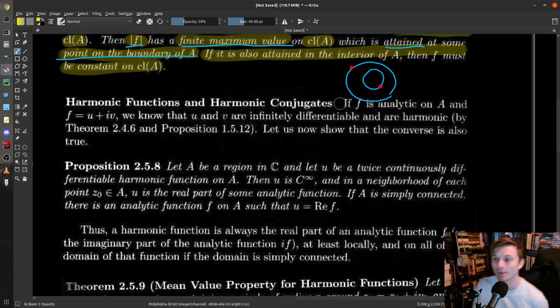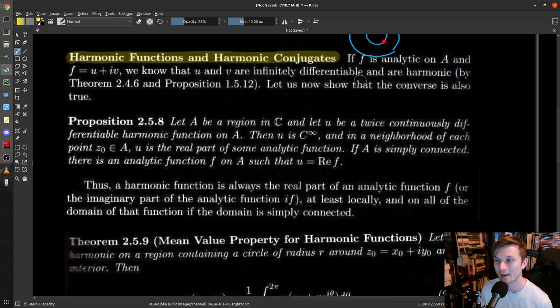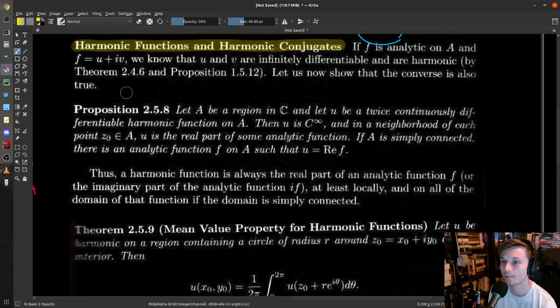So let's answer this question that I made a lot of ambiguous statements about a few weeks ago. Okay, so let's answer this question now. We know that if f is analytic and f is u plus iv, we're going to keep using that notation, then of course u and v will be infinitely differentiable and harmonic.